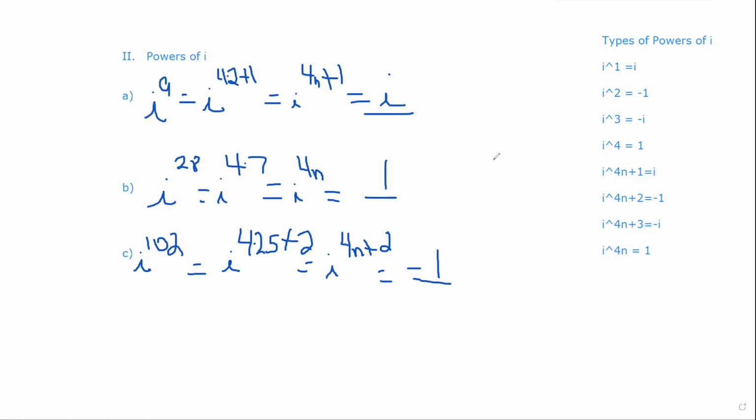All right, well, this will conclude part 1. We will next work with the operations of complex numbers.